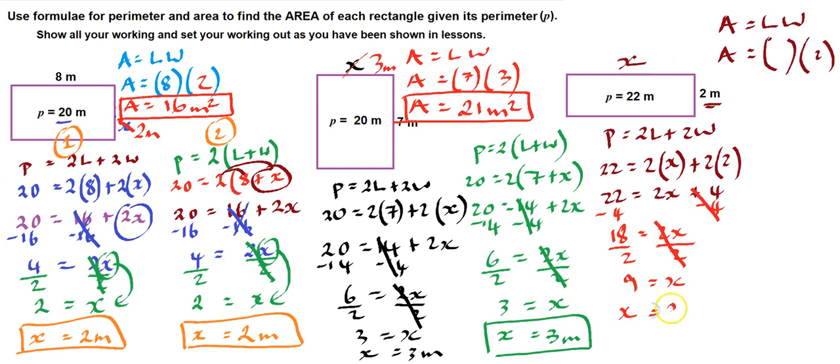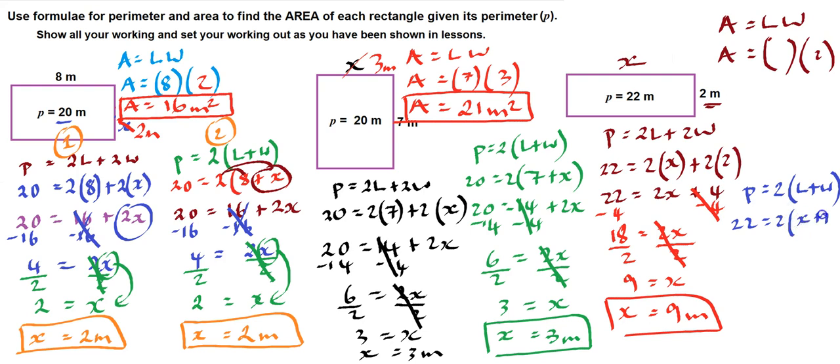So x equals 9, and that should be meters. Okay, if I was to do it using the other formula, it would look like this. P equals 2 times L plus W, so it'd be 22 equals 2 times x plus 2, then 22 equals 2x plus 4. Minus 4 on both sides, that cancels that out, you're left with 2x. 22 minus 4 is 18, divide by 2, that cancels, x equals 9 meters.